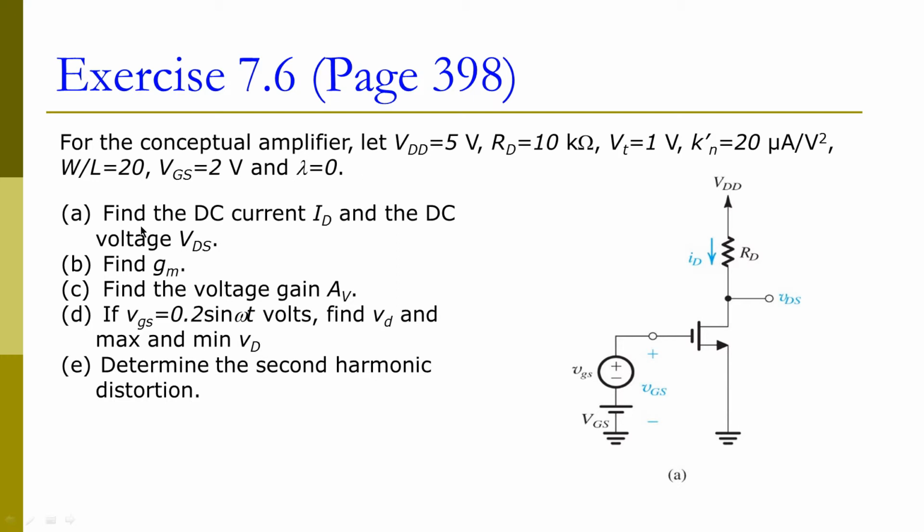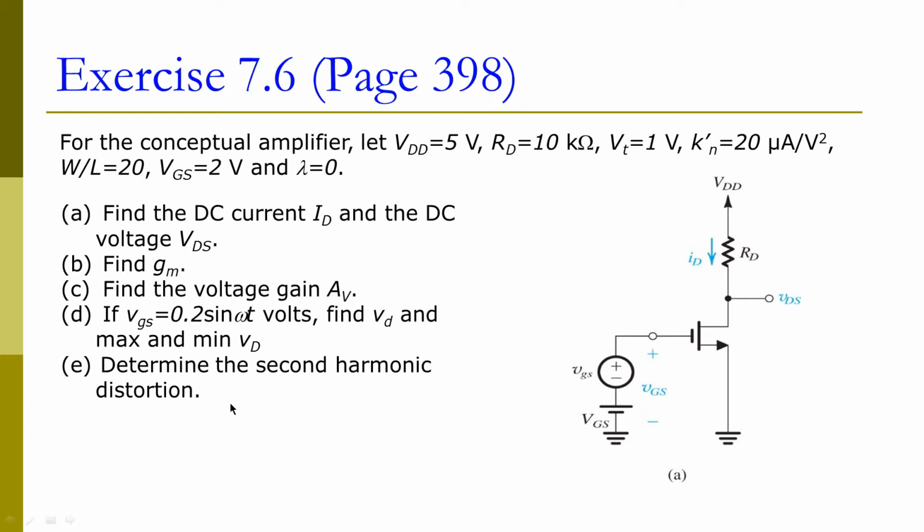We are asked to find the DC current ID and the DC voltage VDS. Also to find the transconductance gm, and the voltage gain AV. If we input an AC signal VGS equals 0.2 sine omega t, find the maximum and the minimum variation of VD here, and also determine the second harmonic distortion.